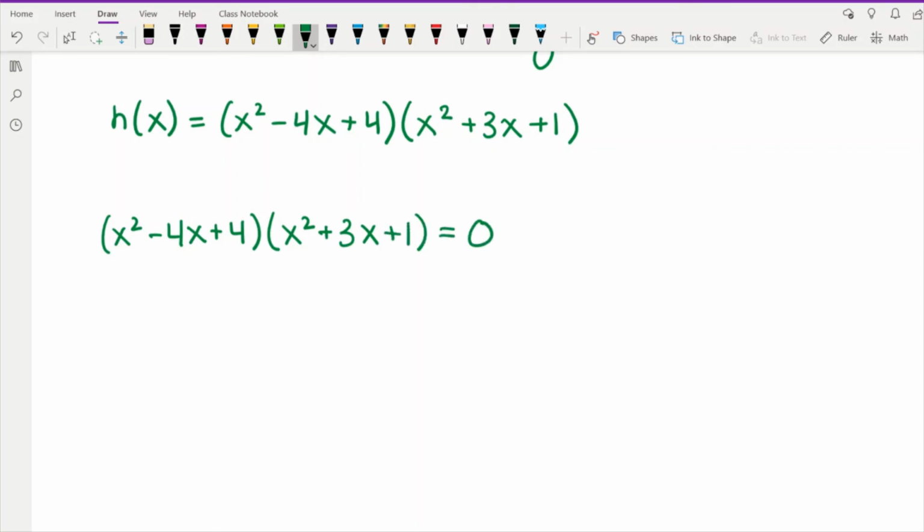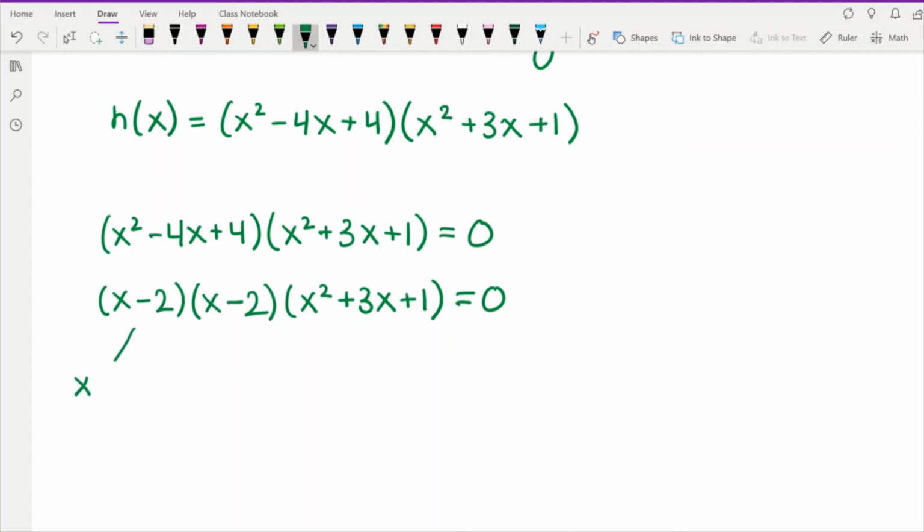Okay, so we already know that this left side factors as x minus 2 times x minus 2. That's how we got it. But this next part, actually, we can't factor it with whole numbers, right? There's no numbers you can come up with that will give us that 1 and that 3x. And so we're going to leave that as is. And by now, hopefully you've realized that whenever we can't figure out how to factor something, that's where we use the quadratic formula.